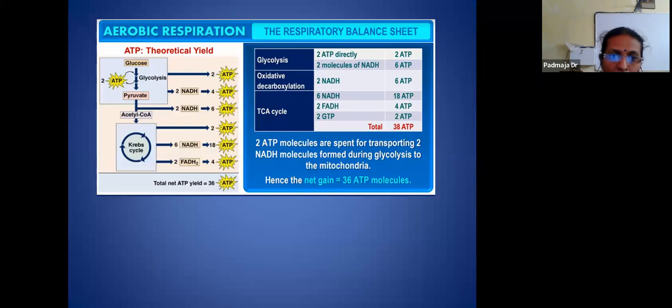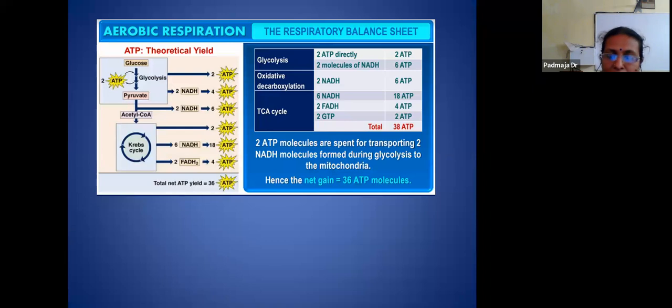Total, the glucose is converting into pyruvic acid. How many ATP molecules are formed in glycolysis? So 2 ATP directly, giving 2 ATP molecules, and 2 molecules of NADH. That 1 NADH is equal to 3 ATP molecules. So 2 NADH is equal to 6 ATP molecules. And in oxidative decarboxylation, 2 NADH is equivalent to 6 ATP molecules.